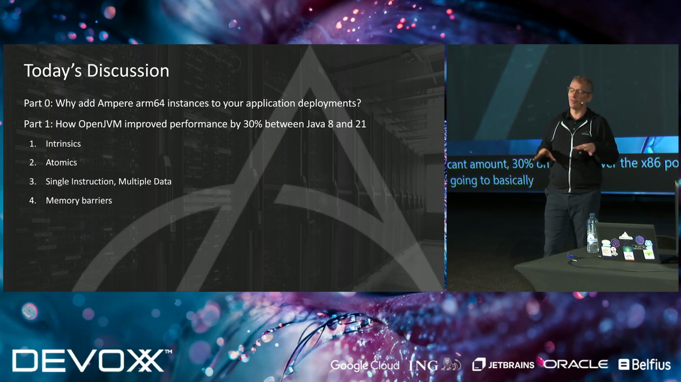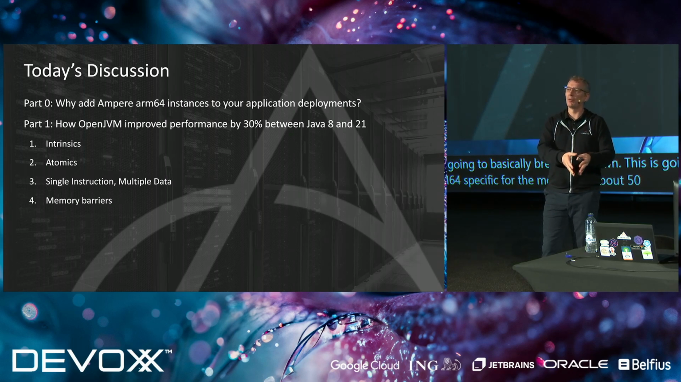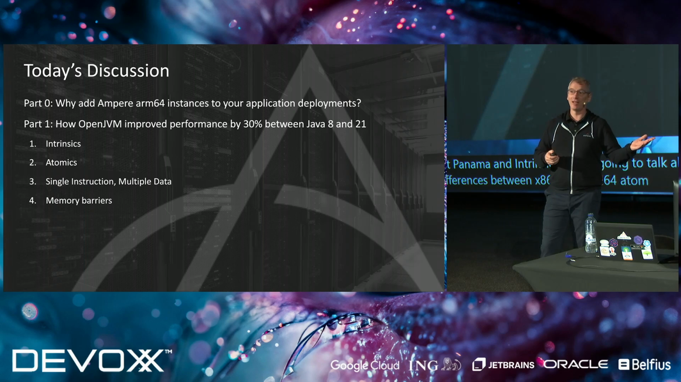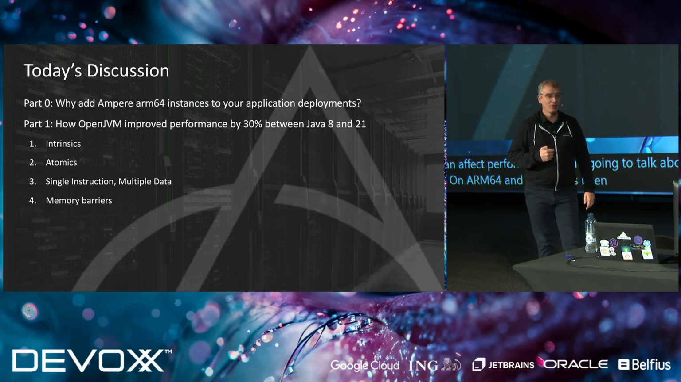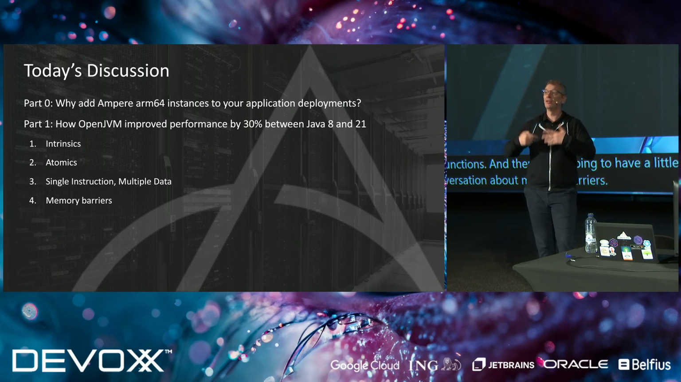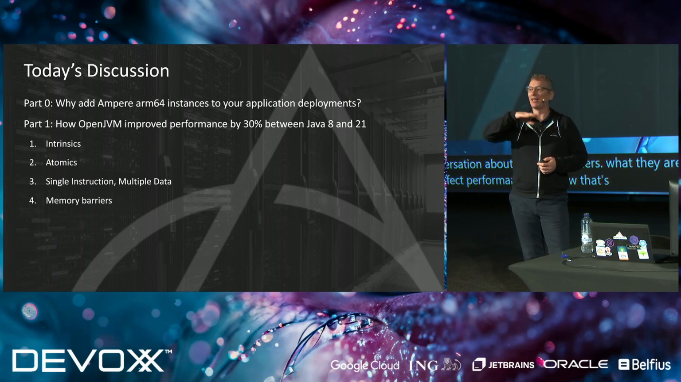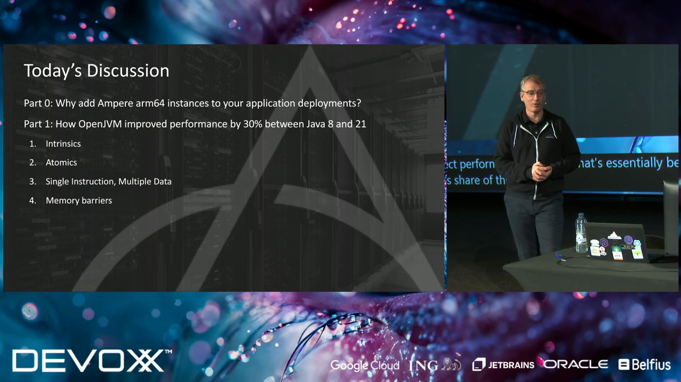This is going to be Arm64 specific for the most part, about 50-50. But we're going to talk about the work that's been done in Project Panama and intrinsics. We're going to talk about the differences between x86 and Arm64 atomic instructions and how that can affect performance. We're going to talk about SIMD on Arm64 and how that's been used to accelerate JVM functions. And then we're going to have a little bit of conversation about memory barriers, what they are, why they affect performance, and how that's essentially been the lion's share of the effort that goes into accelerating performance on Arm64.